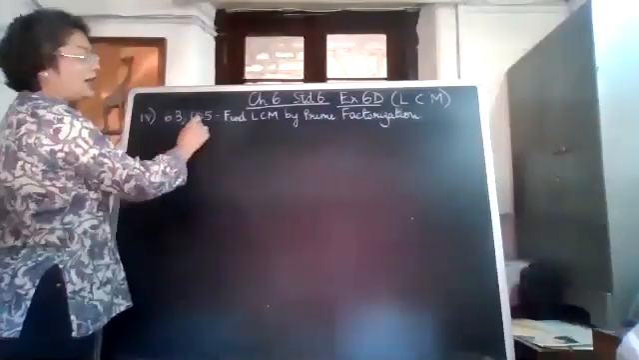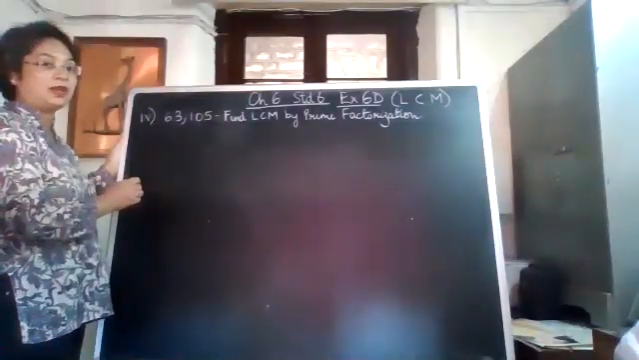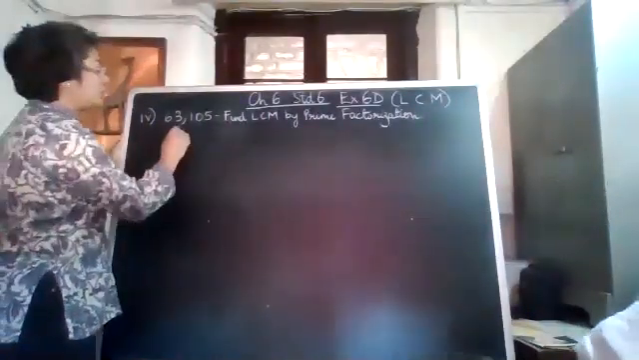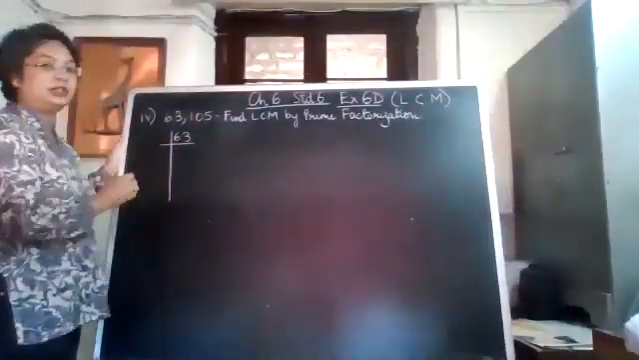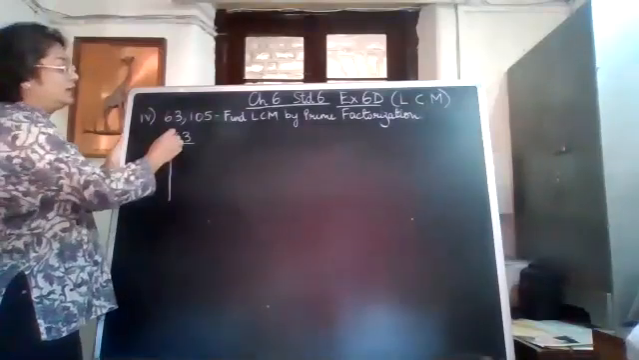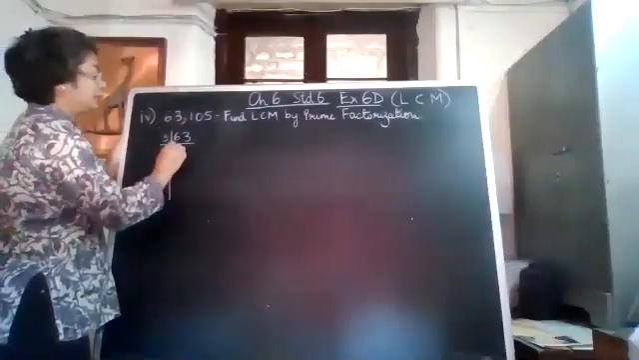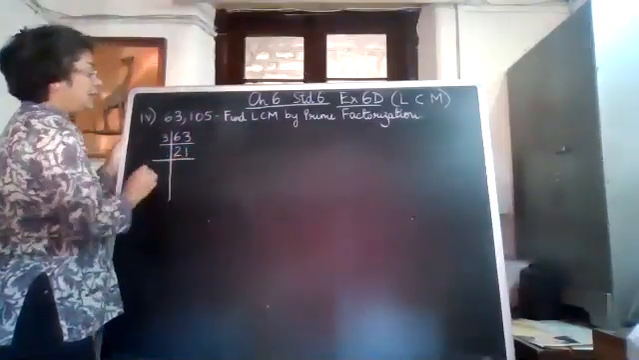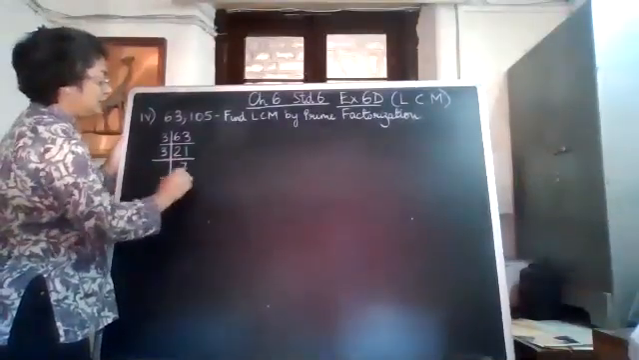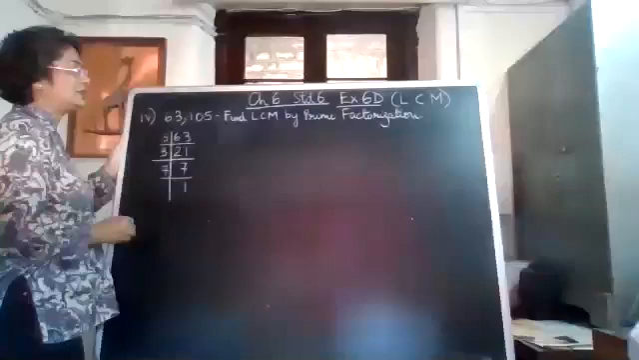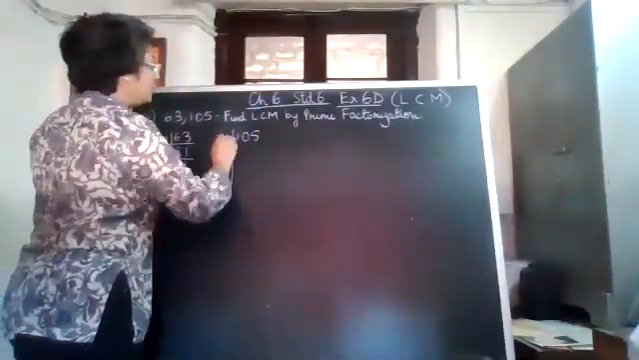Numbers 63 and 105. You remember last time we did HCF also by prime factorization. The first step is common: you find the prime factors. Use the knowledge of your divisibility test. 6 plus 3, 9, so this will go by 3. Again 2 plus 1, 3. 3 ones are 3. 3 sevens are 21. 7 is a prime number. 7 ones are 7.